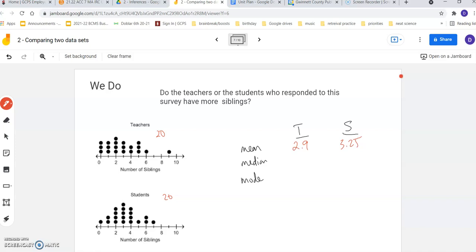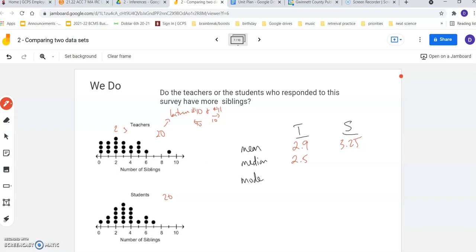So the median, if there's 20 numbers, it'll be between number 10 and number 11. If we do that, there will be 10 on each side. So let's see, 1, 2, 3, 4, 5, 6, 7, 8, 9, 10, and 11. So it's between this top 2 and this first 3. So halfway between 2 and 3 is, of course, 2.5. So half the teachers have more than 2.5 siblings, which is 3 or more. Half have less than 2.5, which is 2 or less.